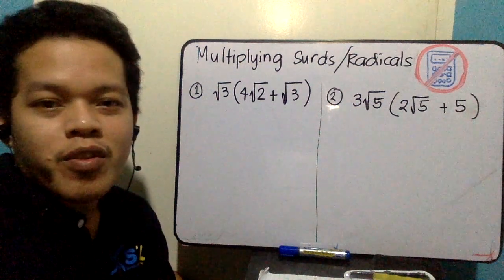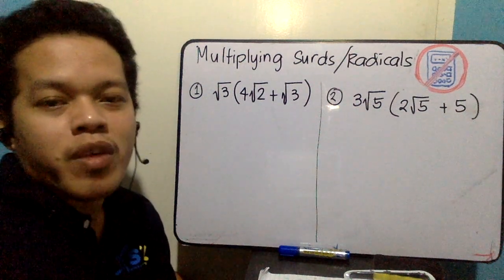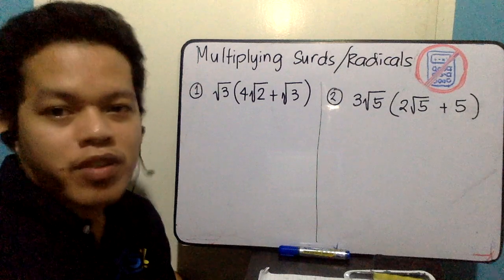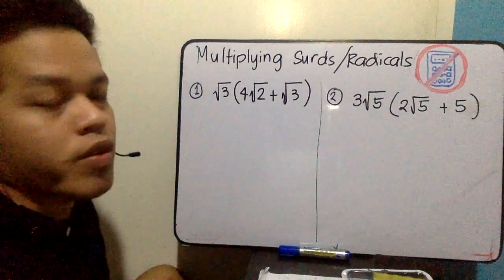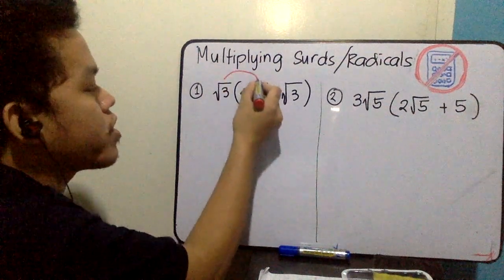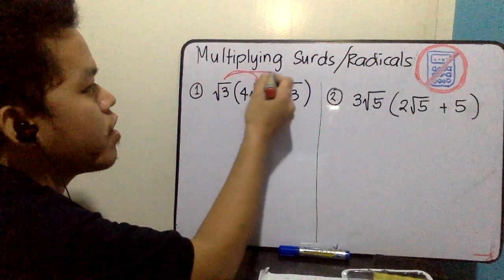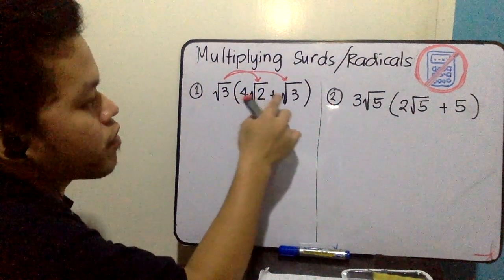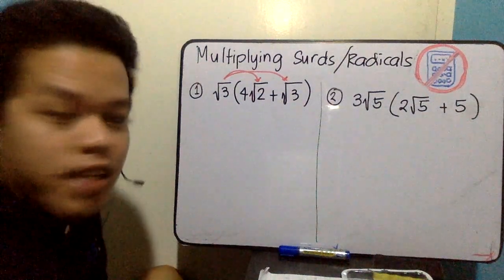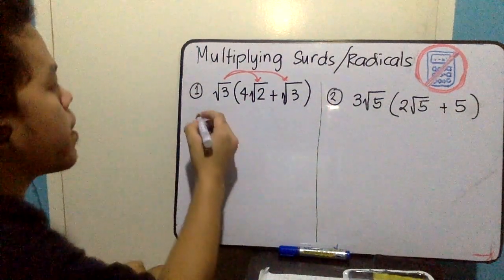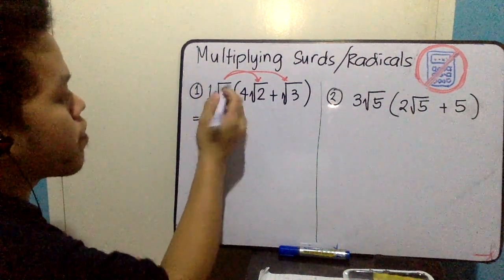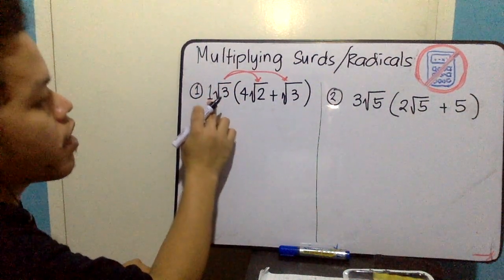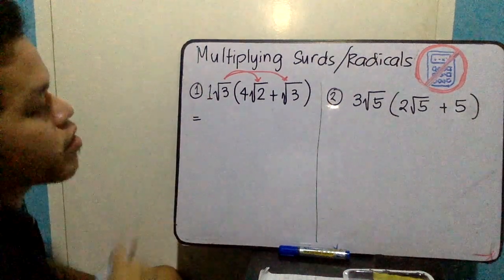Square root of 3 multiplied to the quantity of 4 square root of 2 plus square root of 3. We use the distributive property of multiplication over addition. That means we have to distribute, or multiply, square root of 3 to both addends, 4 square root of 2 and square root of 3. When we do that, we can apply the first law of surds. Since there's no numerical coefficient before the surd, it's understood to be 1.